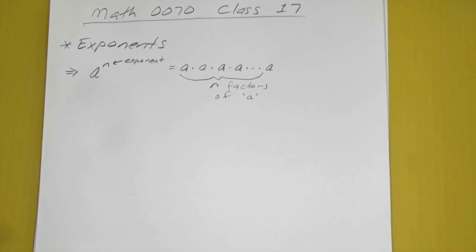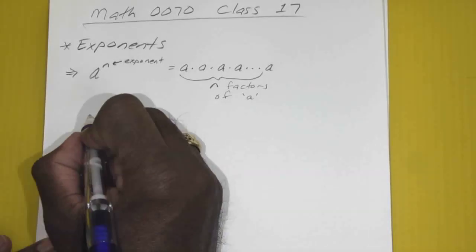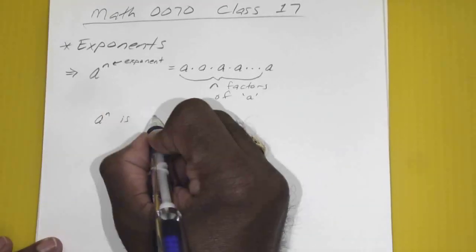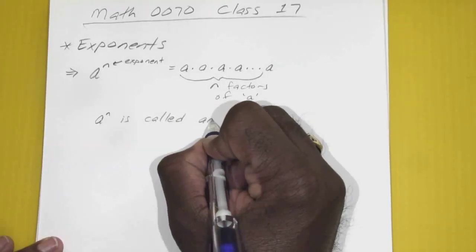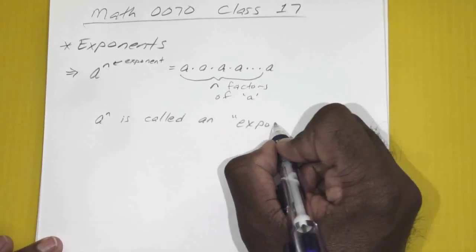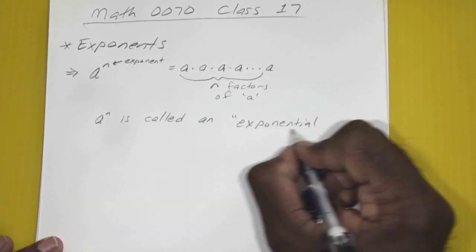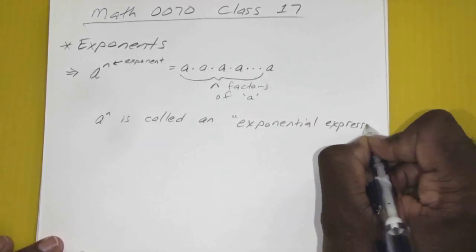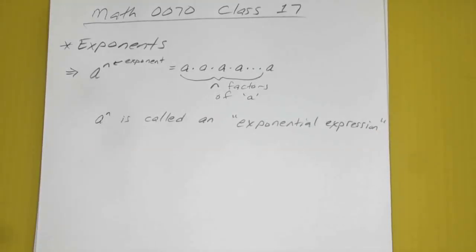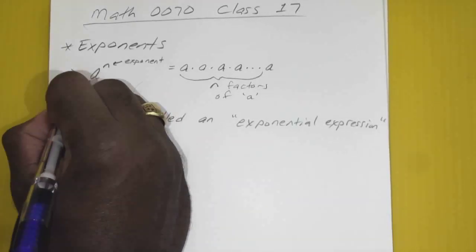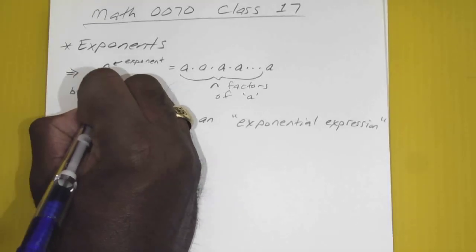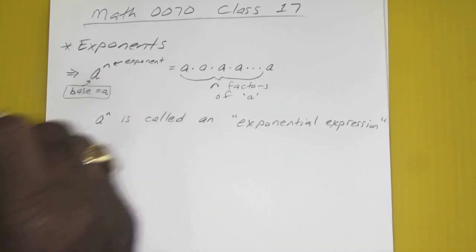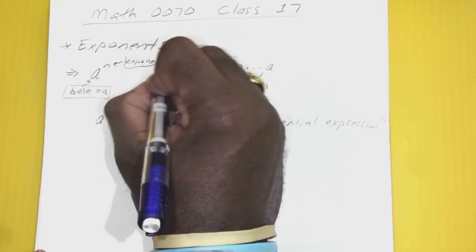Now this is called an exponential expression. Your a is called your base, and your exponent is n.